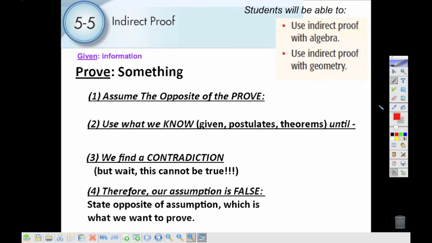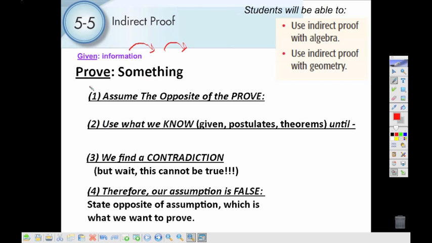In section 5, we're going to look at a new way of doing proofs called an indirect proof. Now before, if we looked at a direct proof, we're normally starting with some given information. From that given information we know something, and that leads to something else, and eventually we get to what we're trying to prove. But in an indirect proof, we're going to go about it a different way.